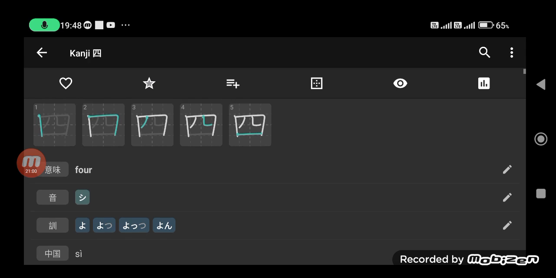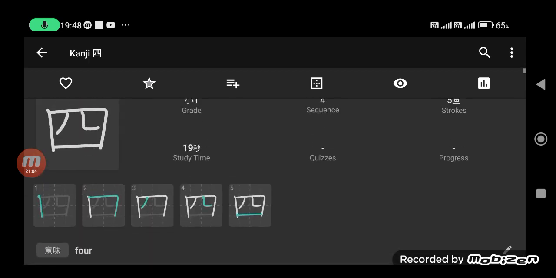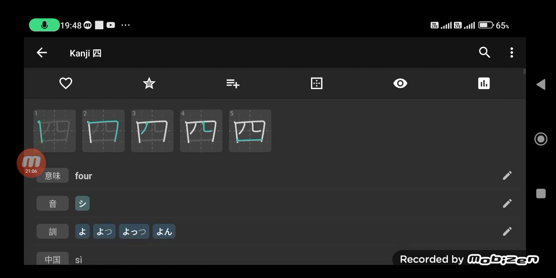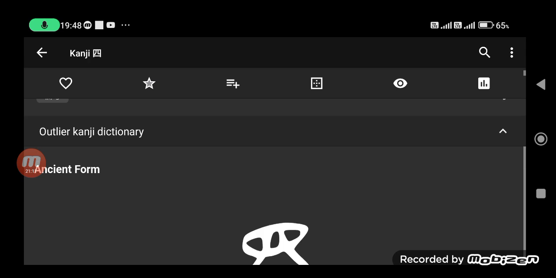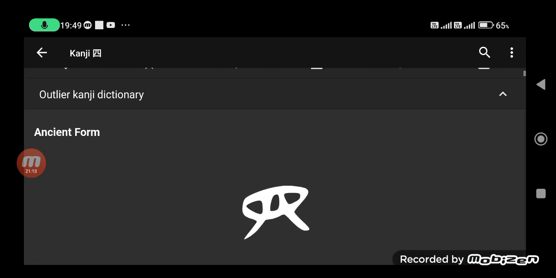So please screenshot this onyomi and kunyomi. So what again is the English meaning? This is 4. Meaning it is 4.